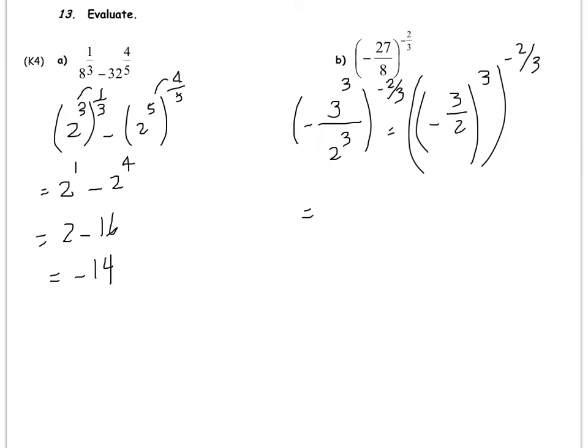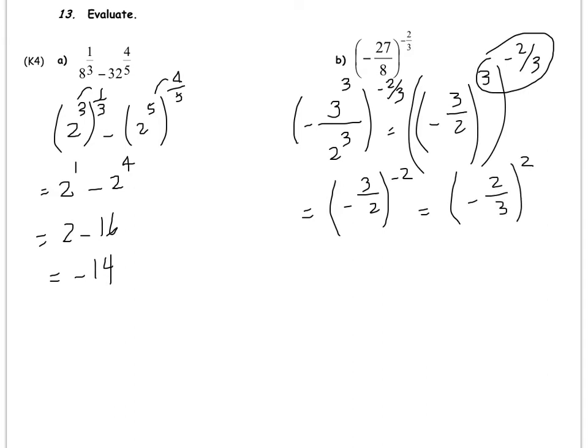Now, when you have power to power, we are going to multiply the exponents, so this really becomes negative 3 over 2, and 3 multiplied by negative 2 over 3 is going to give me negative 2. When you have negative exponents, I can flip the fraction and change it to positive, so this becomes negative 2 over 3 exponent 2, and negative 2 over 3 exponent 2 is the same as negative 2 over 3 times negative 2 over 3, which is going to be 4 over 9.